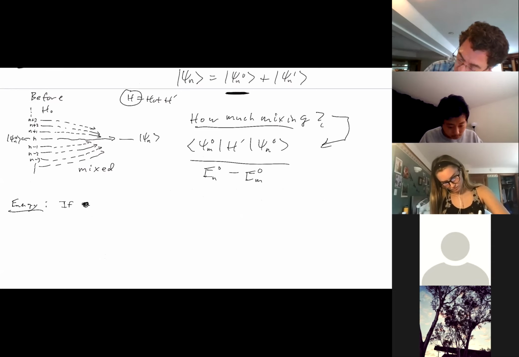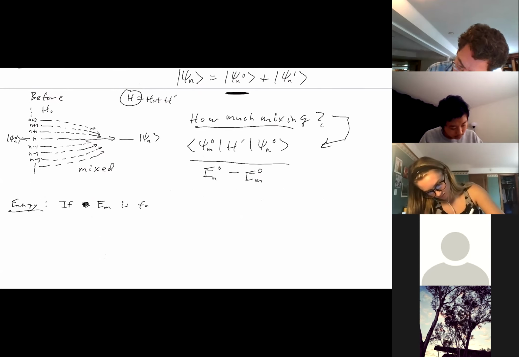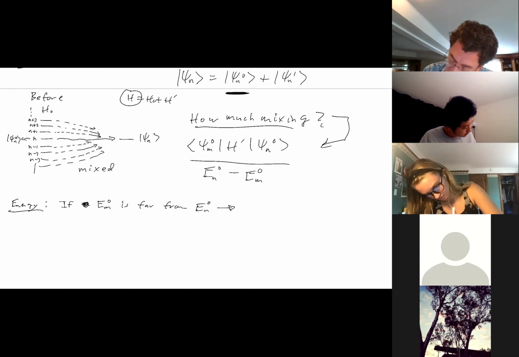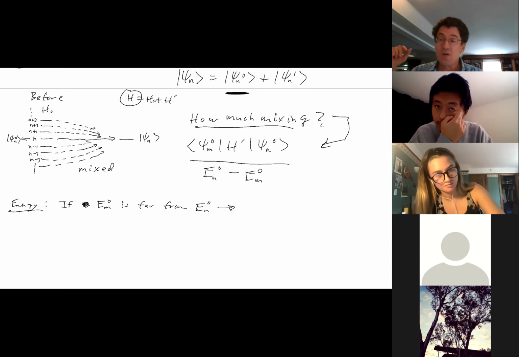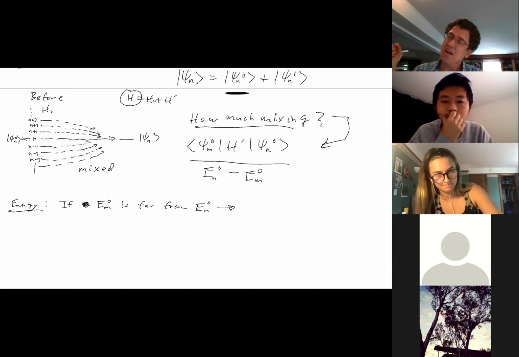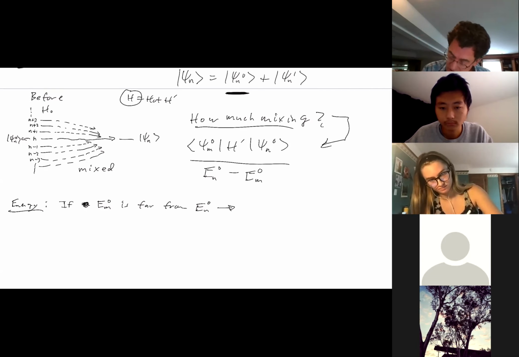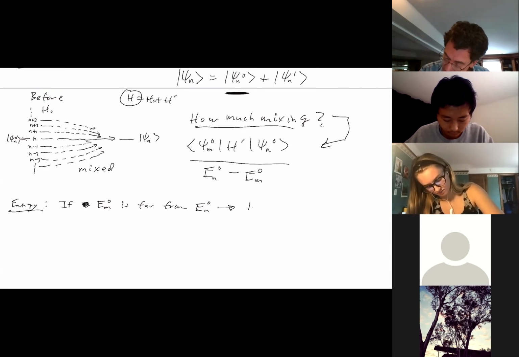If Em is far from En, if Em naught is far from En naught, then do the states get mixed much? Yes or no? Somebody tell me the answer. No. Why not? The denominator is greater. Yes, exactly. That's exactly right. The denominator gets big, so the mixing is less.